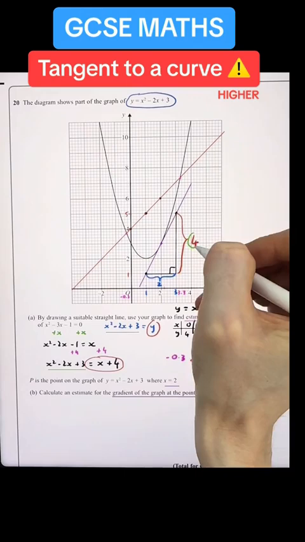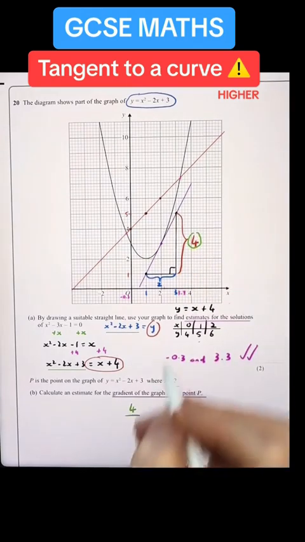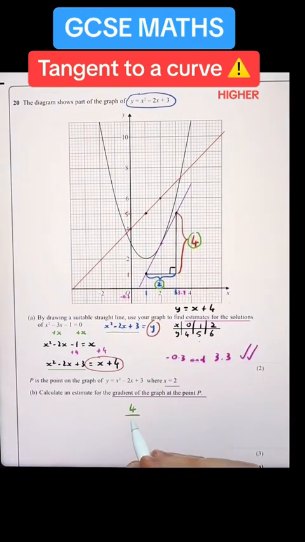As our gradient is the change in y, in this case 4, divided by our run, our change in x, which is 2. And 4 divided by 2 gives us a gradient of 2. Again, it's an estimate, so there'll be a range of answers acceptable.